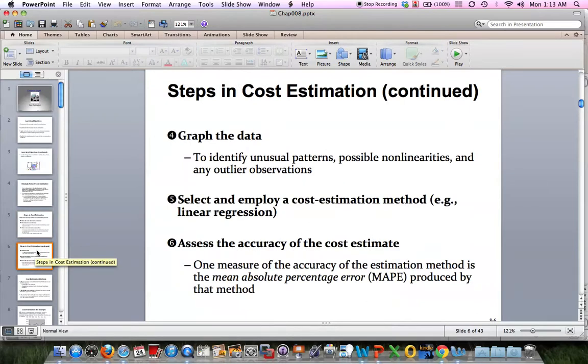Step 4 is on the top of page 267, graph the data. And showing this data on a graph will help us visualize strange patterns or outliers, anything that is outside the norm that we would normally expect to see.